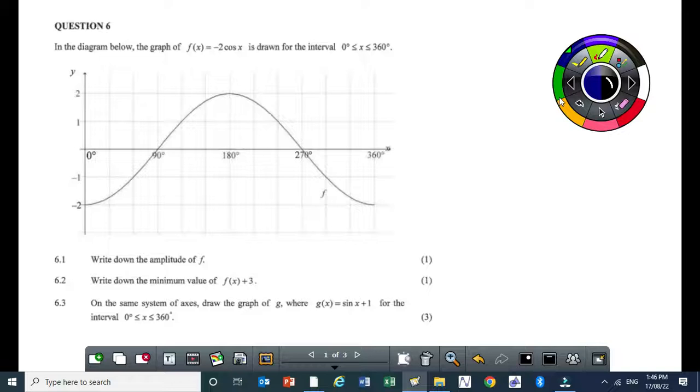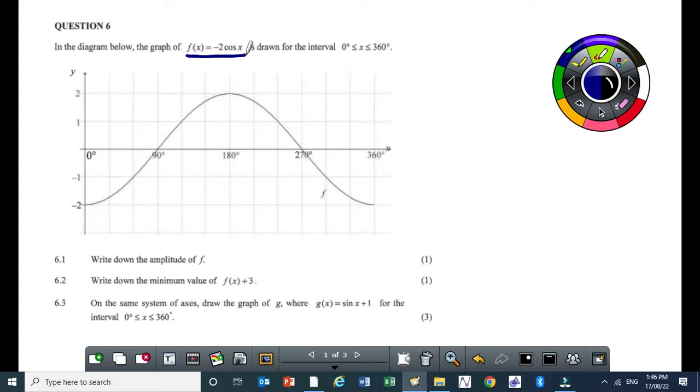Multiplication question. According to this question, you are given the cos graph, f of x equals minus 2 cos x. Obviously it has been drawn between 0 and 360 degrees. The first question says write down the amplitude. If you remember what I told you, there are two ways of finding the amplitude.